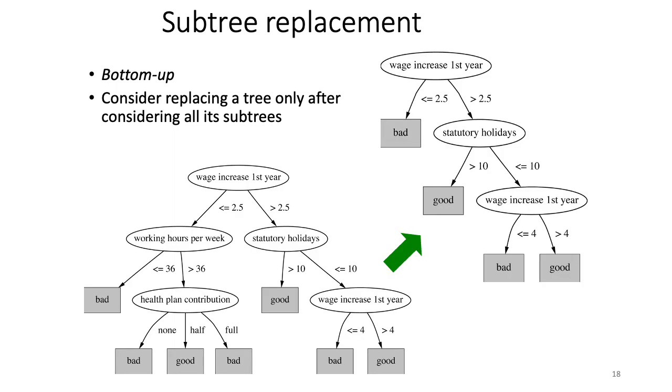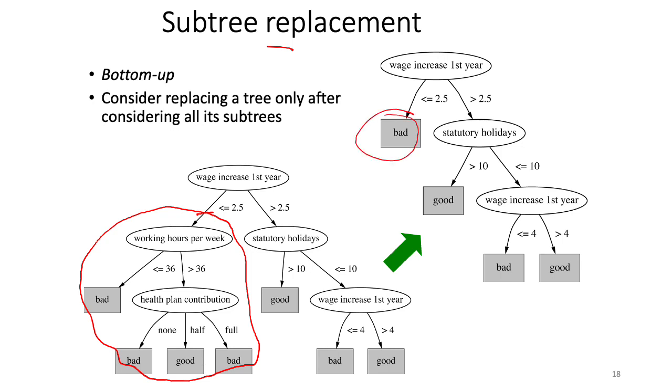The most common form of post-pruning is the subtree replacement strategy, where you get to replace the entire subtree. For instance, in this example right here, we get to replace this entire subtree with just a leaf.